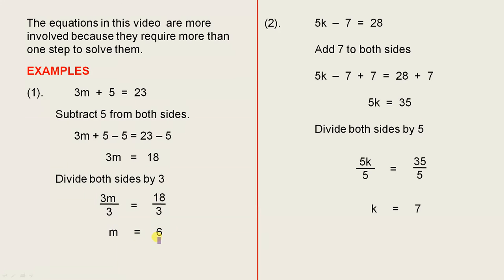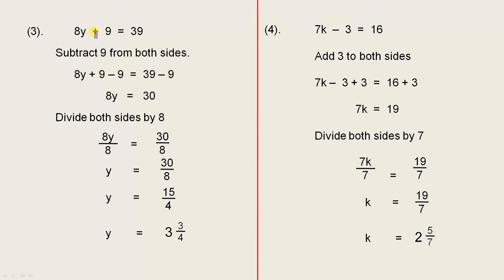So m equals 6. Number 2, 5k minus 7 equals 28. Because that's subtraction, we add 7 to both sides. And that's what we've done here. The 7's cancel to give us 5k, and 28 plus 7 is 35. Divide both sides by 5 to give us that line. The 5's cancel to give us k, and that equals 7, so k equals 7.